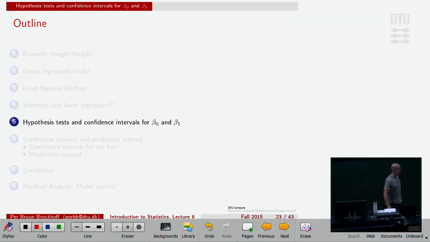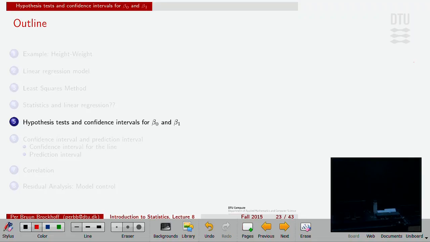We have a 4-point plan left. We talked about statistics, but we didn't really do it. Now we're going to do it. Hypothesis test and confidence intervals for the intercept and for the slope.